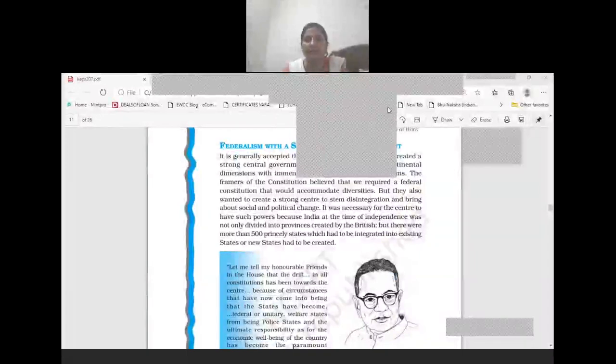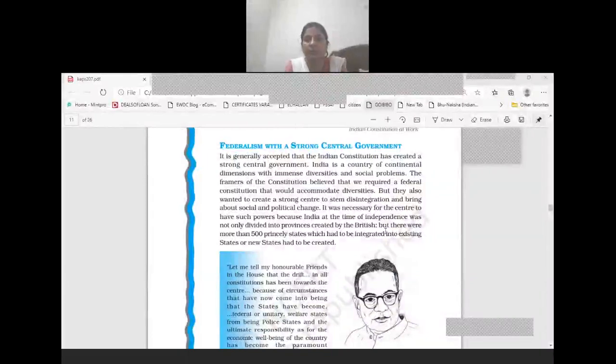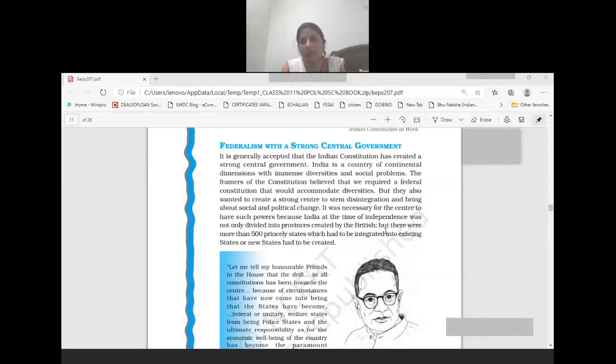In the previous class, we were discussing those provisions of the Indian Constitution which are related to a strong central government. Though our Constitution has made provision for a federal government, still there are many provisions in our Constitution which make the central government much stronger than the state governments. And in this regard, we have seen the provisions. What are the provisions which make the center more powerful?